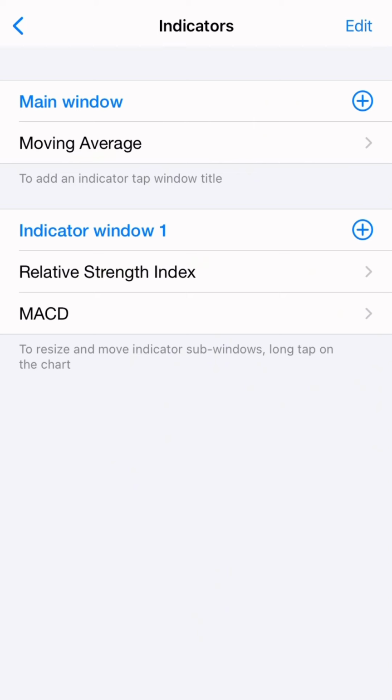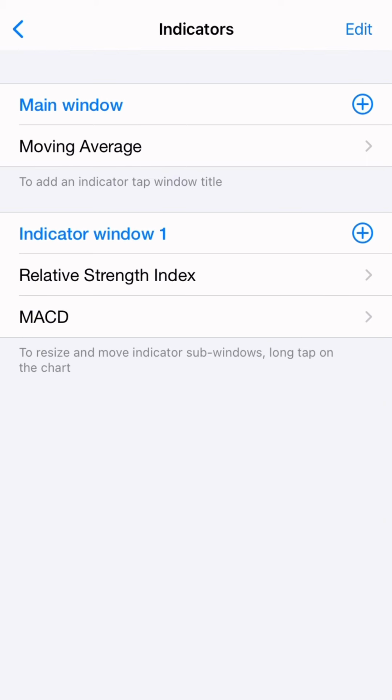But the main indicator which I use for catching the spikes and scalping is the RSI and the MACD. That's the indicator that I use, right? So I'm going to show you the settings and the parameters for these indicators.